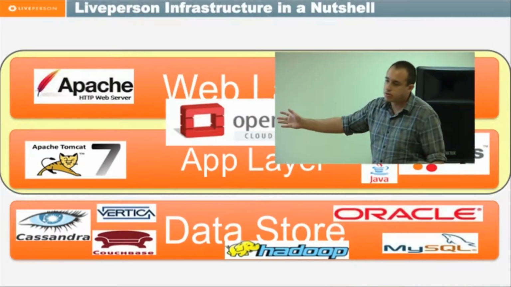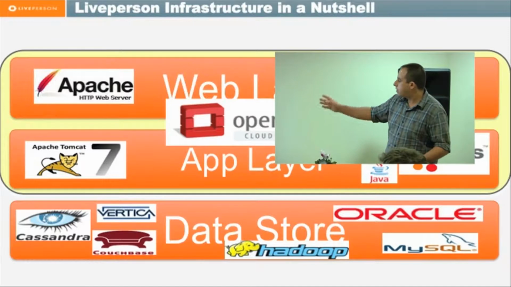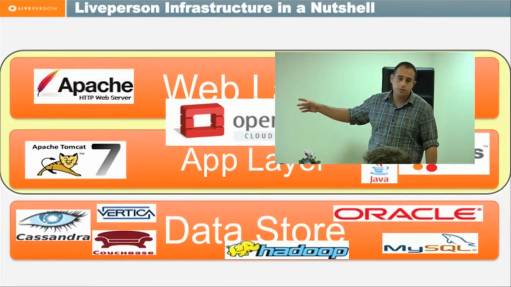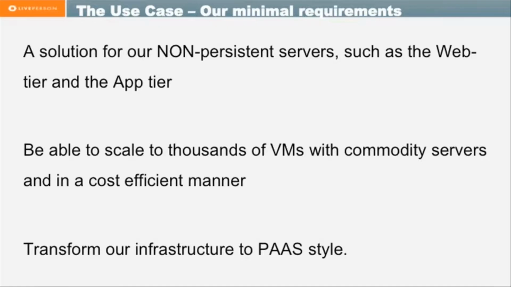And in the data store, as you can see, we have a bunch of them. We have Cassandra, Vertica, MySQL, Couchbase, Oracle, and Hadoop. Especially Hadoop, by the way. We just passed 1 petabyte in each data center we have across the world. So the first 2 layers are running on the OpenStack. This is most of the instances in LivePerson.